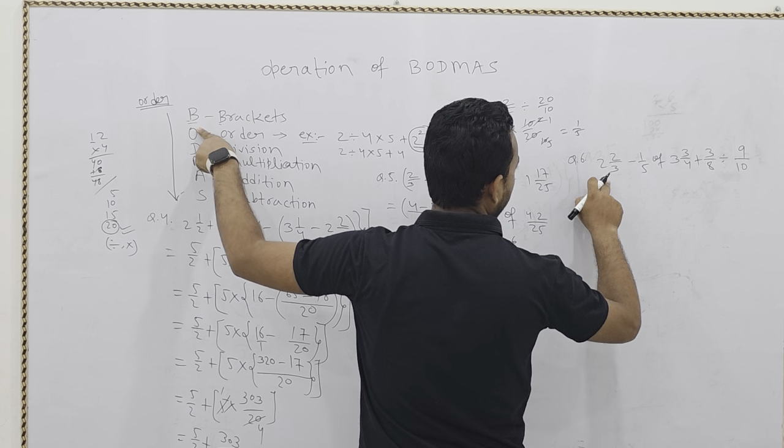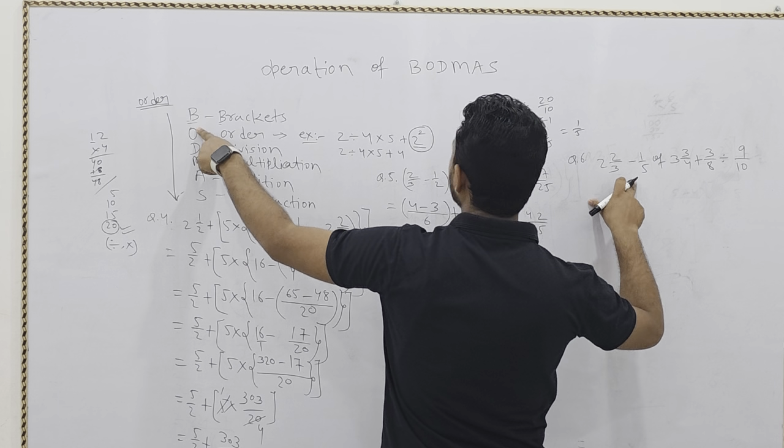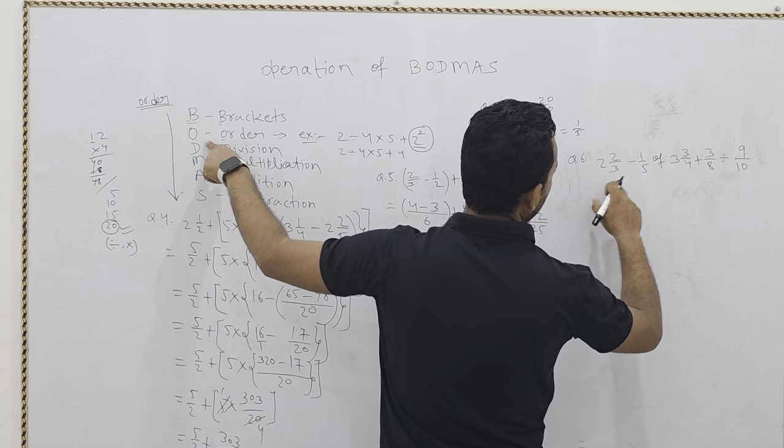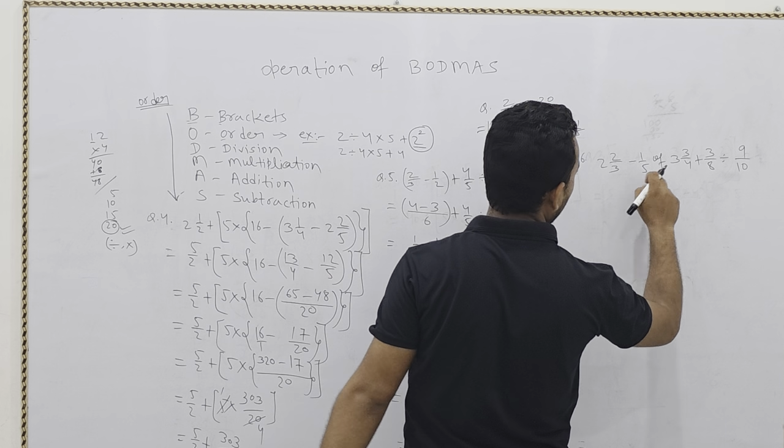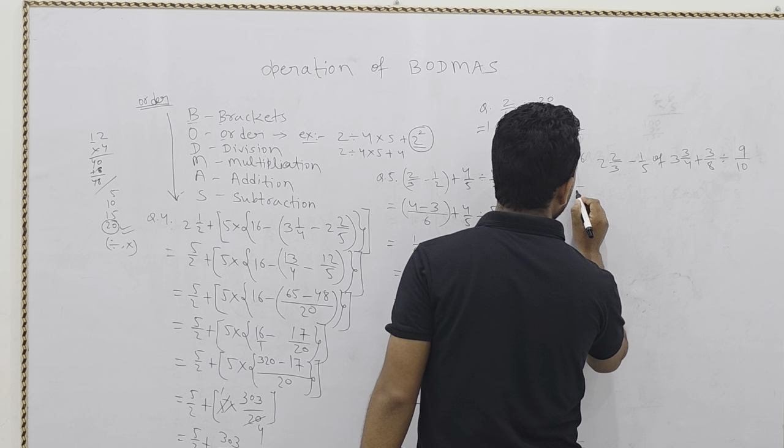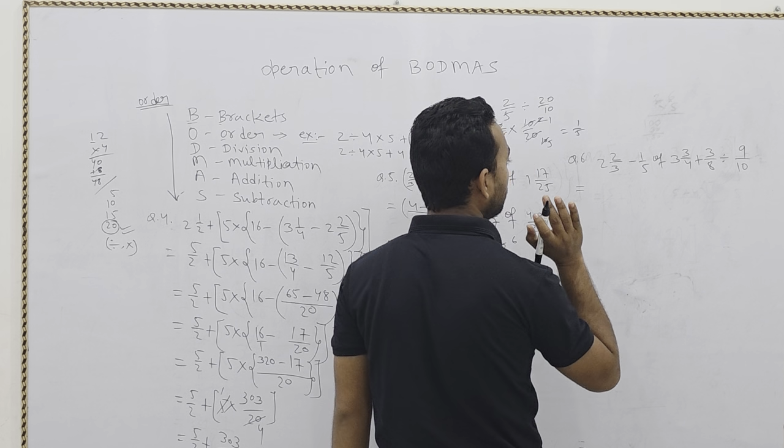पहले हम लोग देखेंगे यहाँ ब्रैकेट है कि नहीं. तो हम लोग देख रहे हैं यहाँ ब्रैकेट नहीं है. Then next order means "of", here is "of". So first we will solve this. Whatever is given in the mixed fraction, first we will convert into fraction.